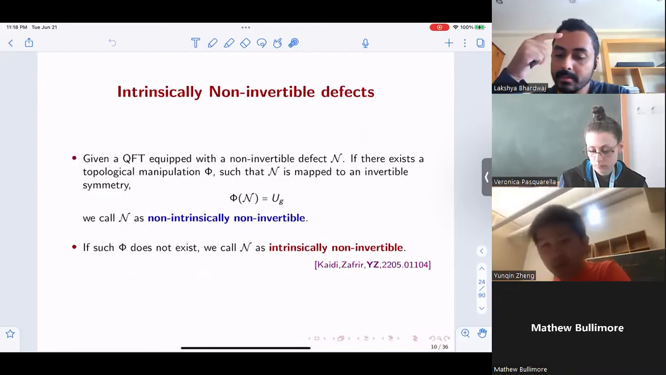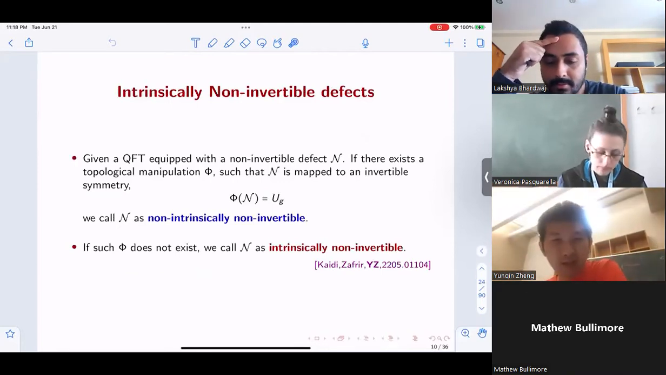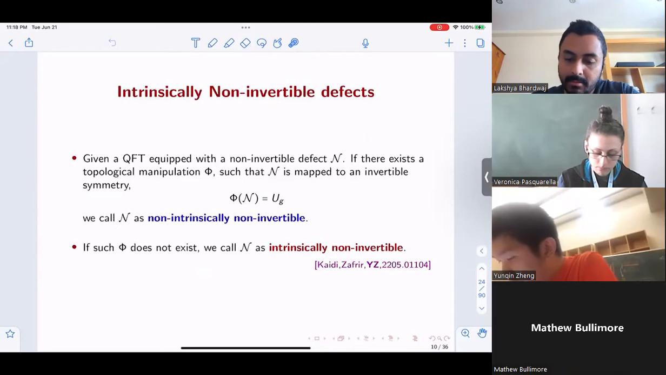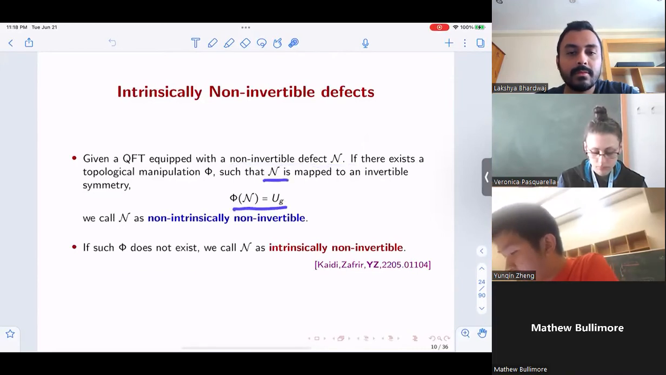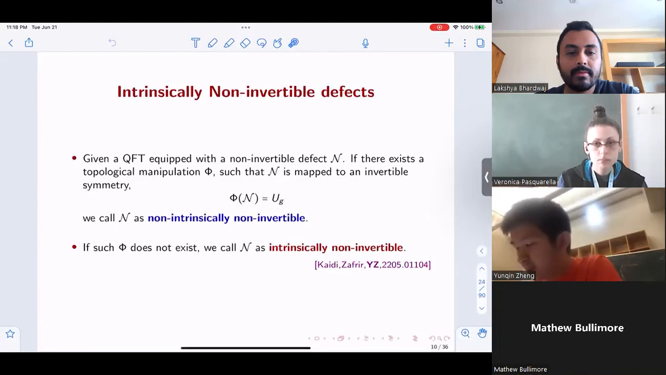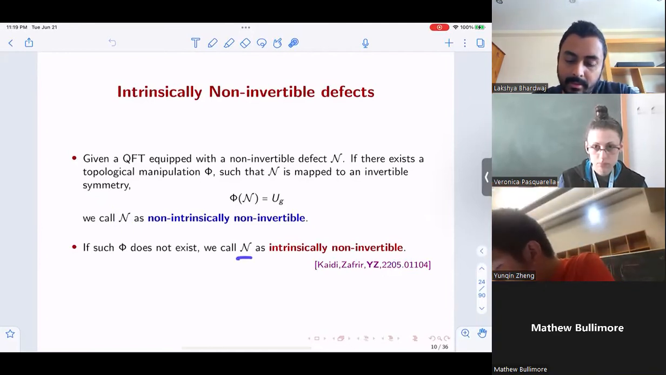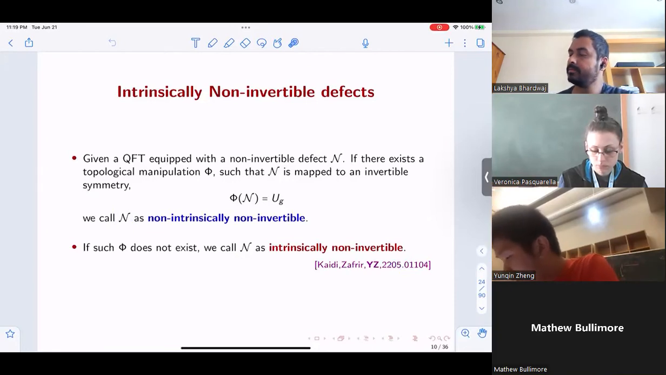So this would motivate us to introduce a notion of intrinsically non-invertible defects. More concretely, if a QFT is equipped with a non-invertible defect, and there is a topological manipulation such that the non-invertible defect can be mapped to an invertible defect by this topological manipulation, then we will call this defect non-intrinsically non-invertible. If such a phi does not exist, then we will call this non-invertible defect intrinsically non-invertible.